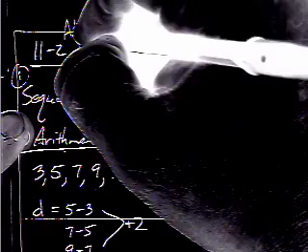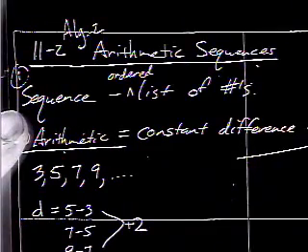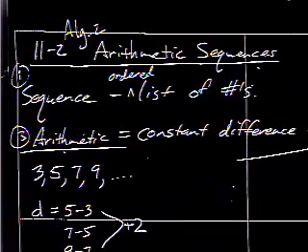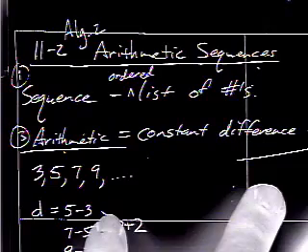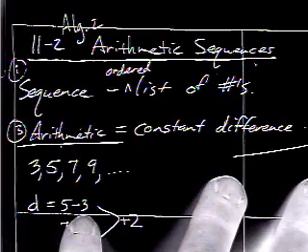Okay, 11-2 from Algebra 2, Arithmetic Sequences. A sequence is just an ordered list of numbers. An ordered list of numbers. Get that jotted down here. You might want to pause it because I'm going to switch screens here. I'll come back to this in a second, but I want to show you.